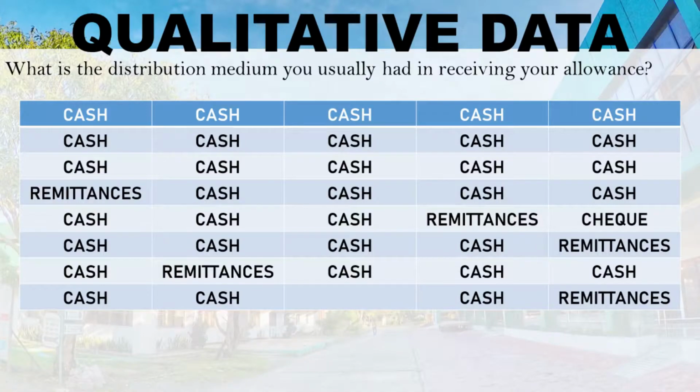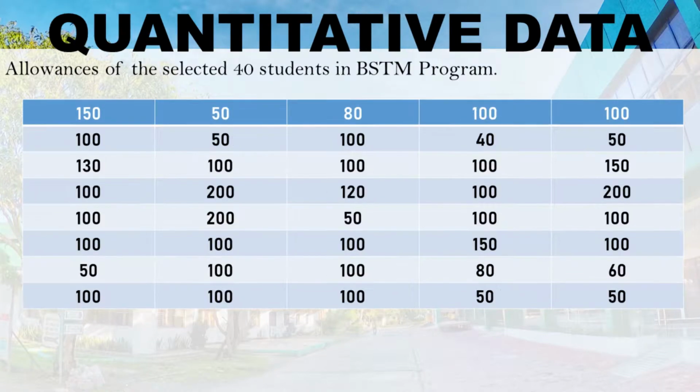In qualitative data, cash has the most numbered data in the medium of allowances in the 40 selected students of the BSTM program, followed by remittances and check as the lowest. While in the quantitative data, majority of the selected students has the allowances amounting 100 pesos, and the least allowances that is being received with the selected students is 40 pesos. The highest allowance of 40 selected students of BSTM program is 200 pesos.